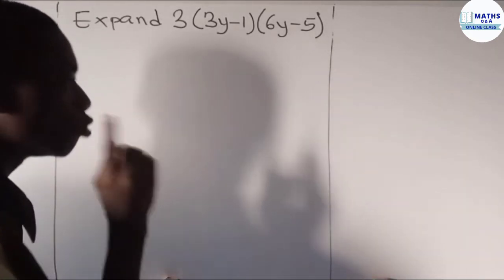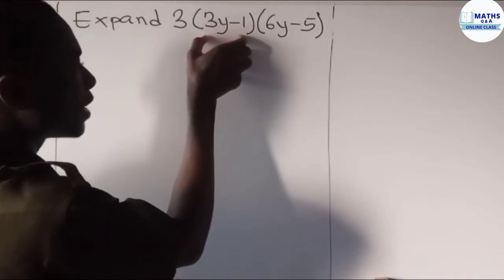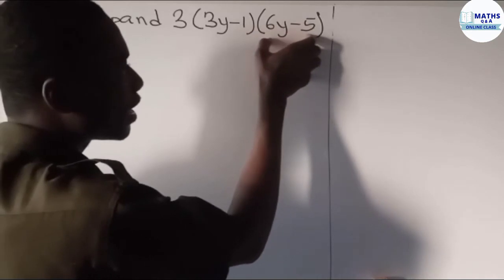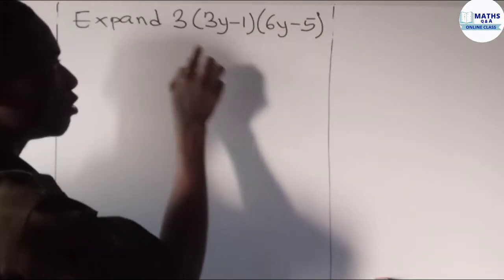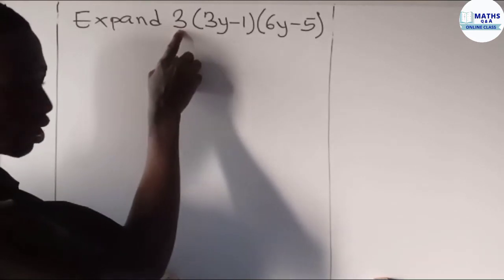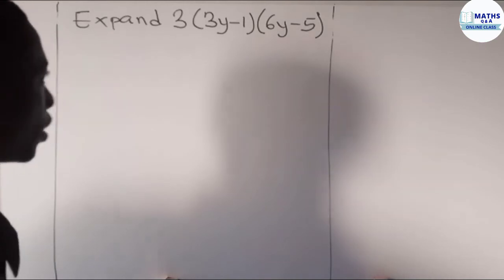So what you're going to do is first multiply the entire terms in this bracket by the entire terms in this bracket. When you are done, then you multiply the results by the 3. Okay, so let's do it step by step and see the results we will get.